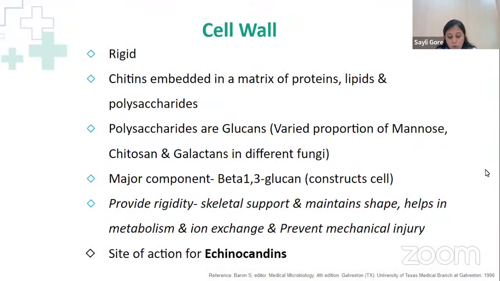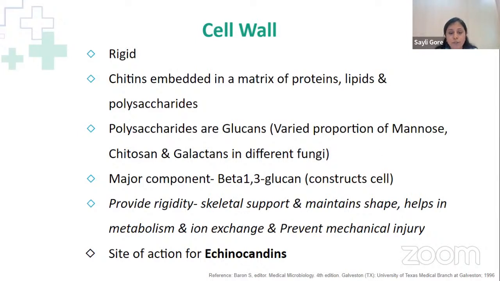So, the components of the cell are usually very important to understand the mechanism of action. Let's go through the three components of the fungal cell. First is the cell wall, which I already told you is very rigid. Chitins are embedded in a matrix of proteins, lipids, and polysaccharides, and these polysaccharides are nothing but glucans. They have varied proportions of mannose, chitosans, and galactans in different types of fungi.